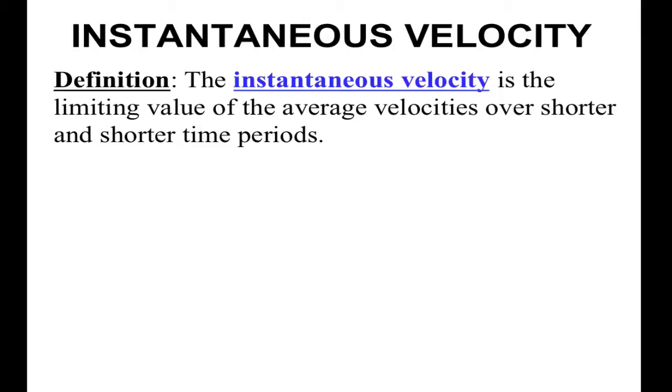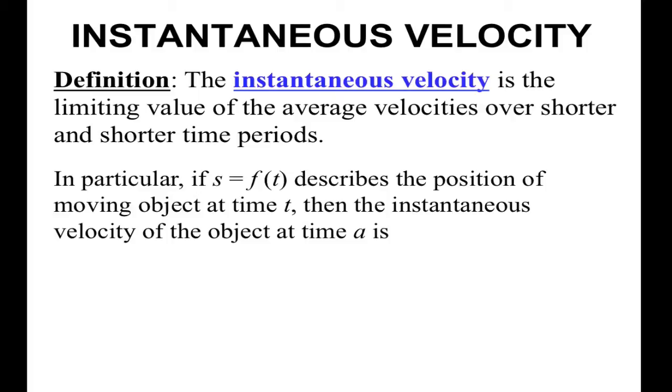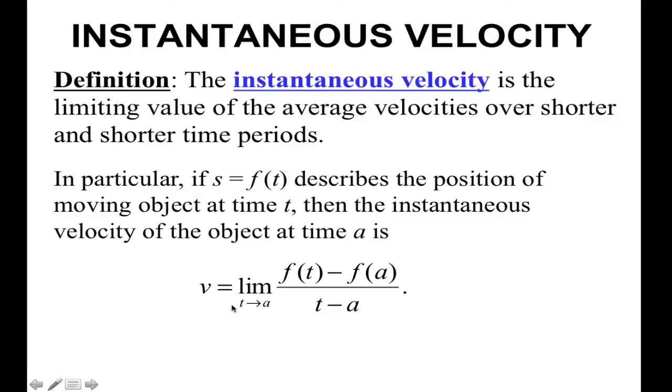So this leads into instantaneous velocity. The instantaneous velocity is the limiting value of the average velocities over shorter and shorter time periods. In particular, if s equals f of t describes the position of a moving object at time t, then the instantaneous velocity of the object at time a is given by the limit as t approaches a of f of t minus f of a all over t minus a. Notice this right here is our slope of the secant line. To get the instantaneous velocity, we have to take the limit of that.